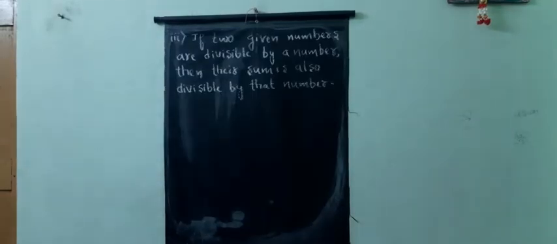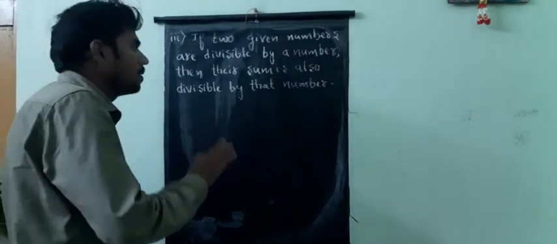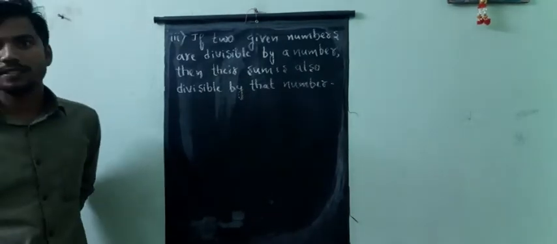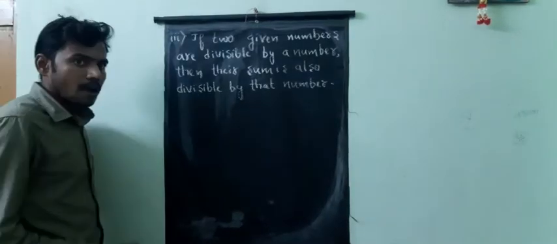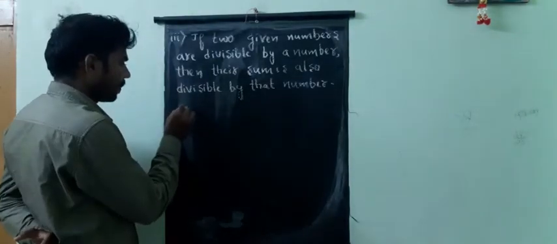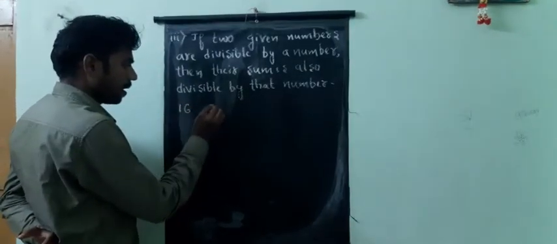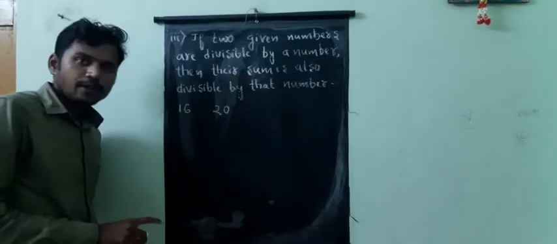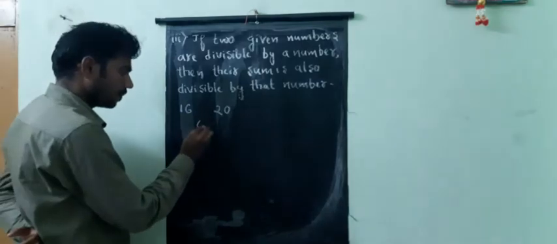Next, if two given numbers are divisible by a number, then the sum is also divisible by that number. What does it mean? See, I'll take two numbers, 16 and 20. 16 and 20, the two numbers, are divisible by 4.